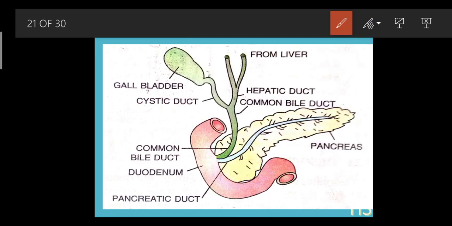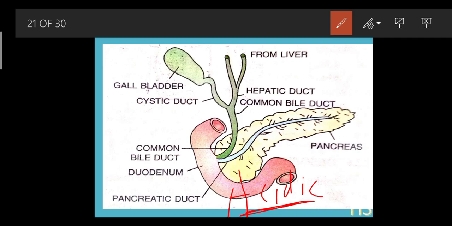See the first reaction. Whenever we eat food, it travels into the stomach. What is present in the stomach? HCl. HCl is acidic in nature. So the food, with the help of this HCl, forms the chyme. But this chyme is acidic in nature.